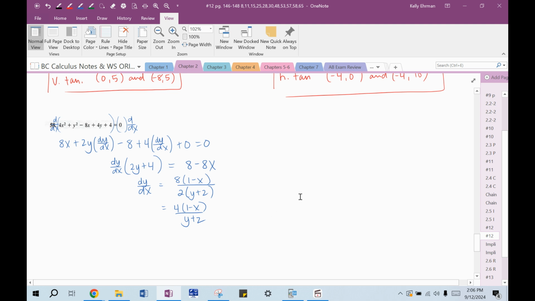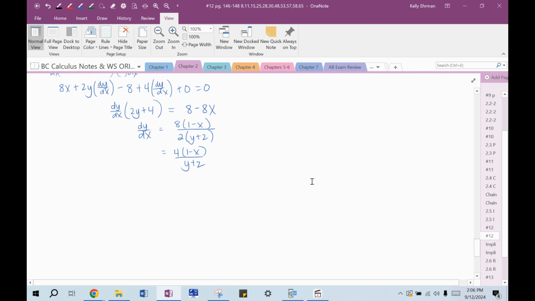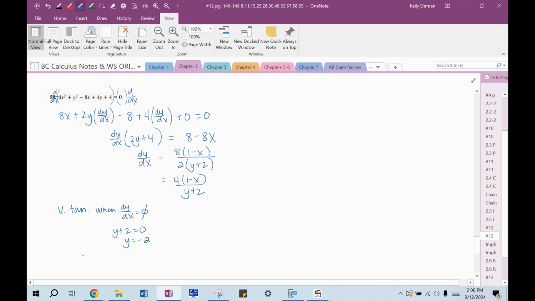This is still the same type of question. So find vertical tangents and horizontal tangents. So again, here's another thing where we just did this, but it's good to get in the habit of writing: vertical tangent when dy/dx is undefined. And that happens when y plus 2 equals 0. And that happens when y equals negative 2. I need the point. So now that I know y is negative 2, see what x is.